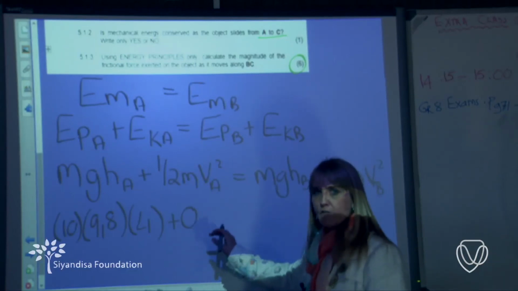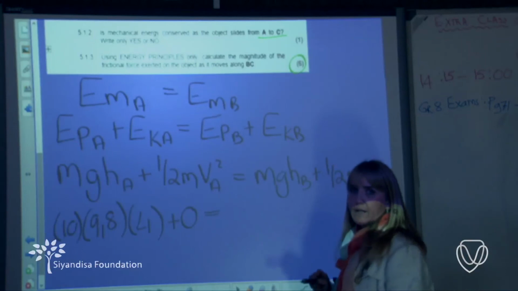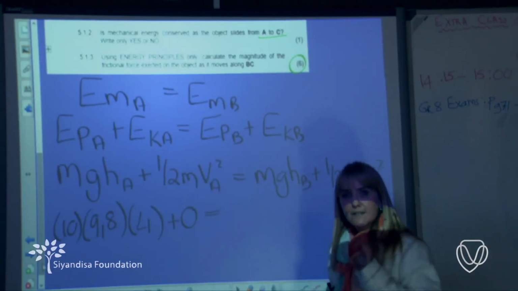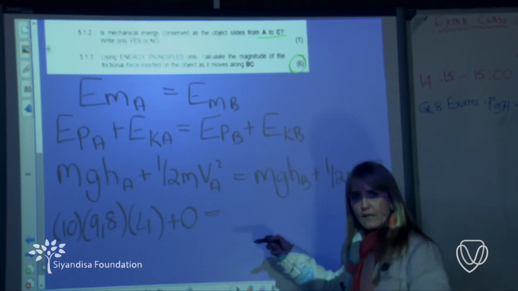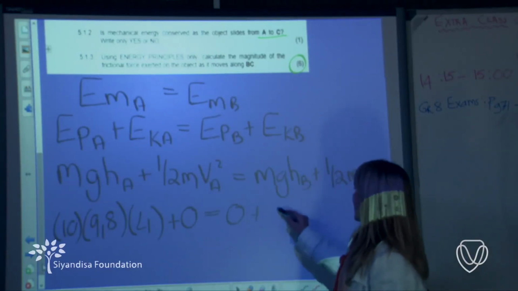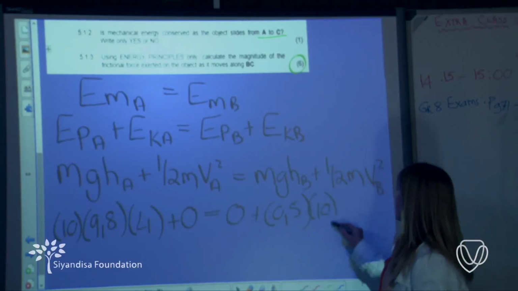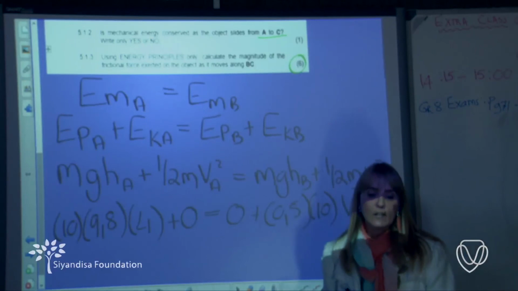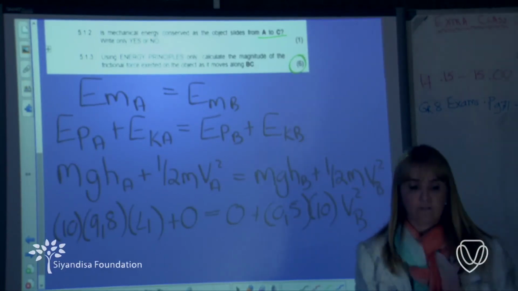Please show your 0 substitution. Now, that will be equal to mgh at B. Now, at position B, the height of the object is 0, which means that this entire expression is also equal to 0. Plus a half, which is 0,5, times by the mass, times by the velocity at B squared. And remember, we are looking for the velocity at position B so that we can now calculate the frictional force.